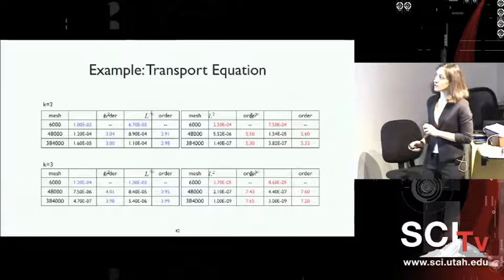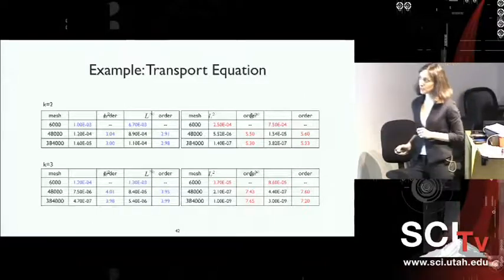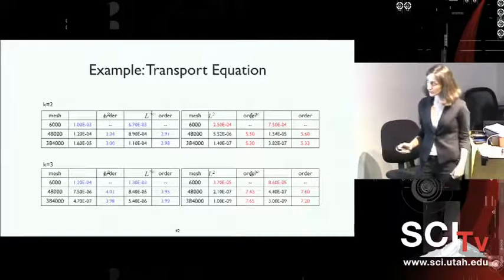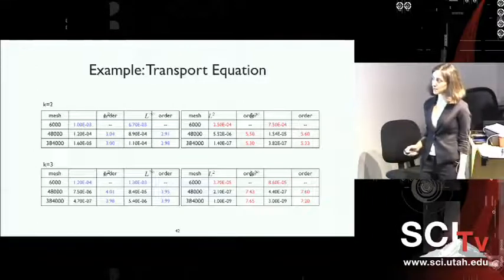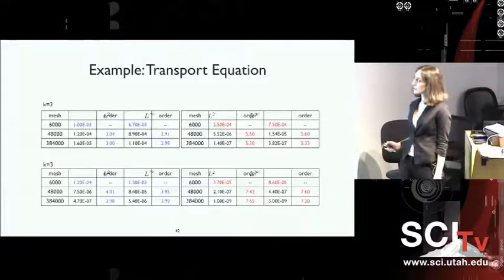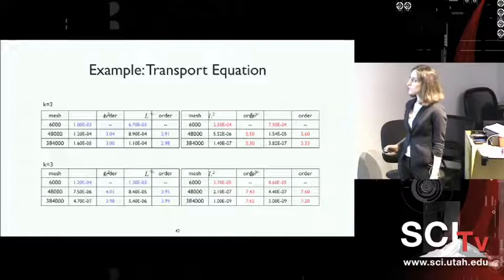These are the results for a K2 and K3 approximation. On the left, I have the results before the application of the filter, and on the right, after the application of the filter. You can see that the order of convergence has increased from K plus 1 to at least 2K plus 1, and the magnitudes of the errors have decreased.